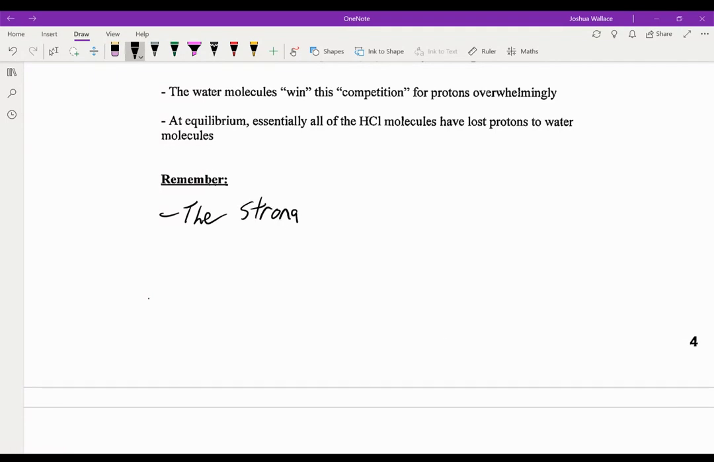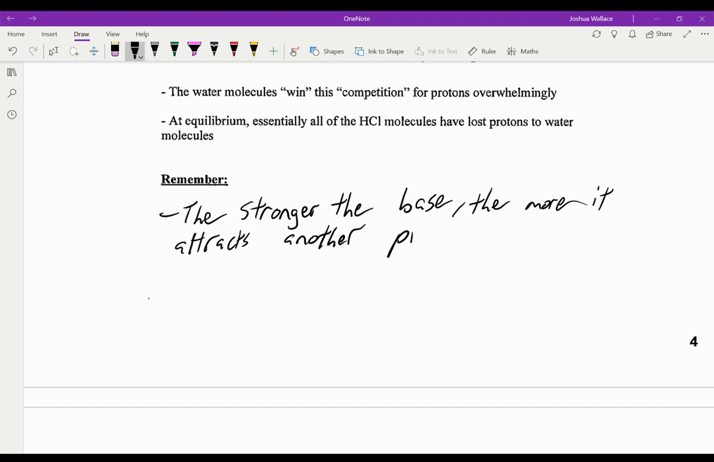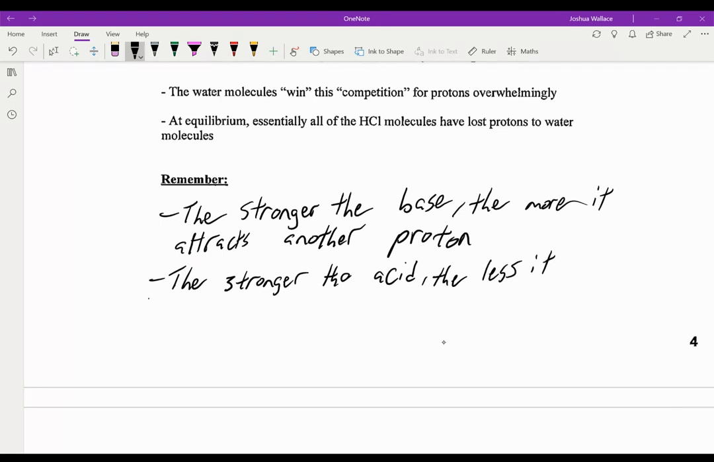So remember, the stronger the base, the more it attracts another proton, and the stronger the acid, the less it attracts its own proton.